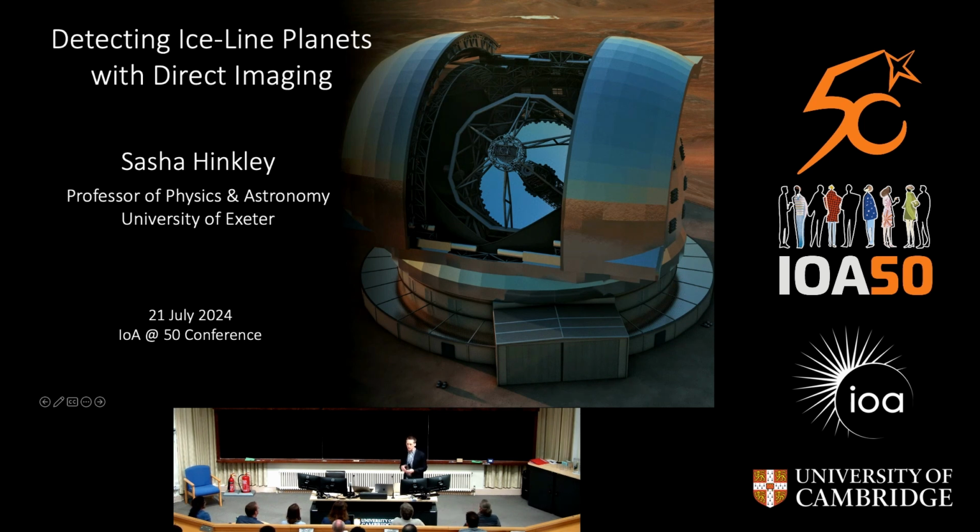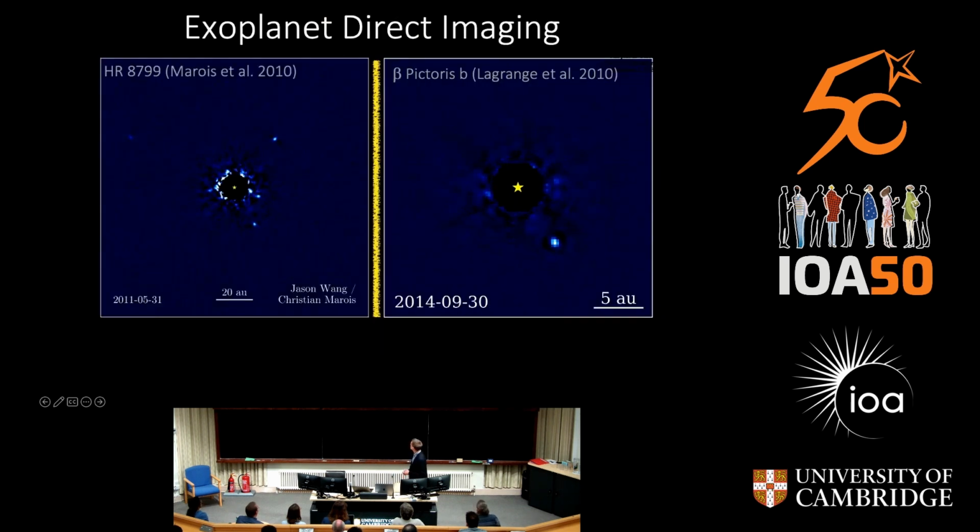So forgive me for those experts in the room that might find this a little bit on the basic side, but I work in the area of exoplanet direct imaging, where we're trying to spatially separate the light of a very faint exoplanet from that of its host star. And here's some of the best examples.